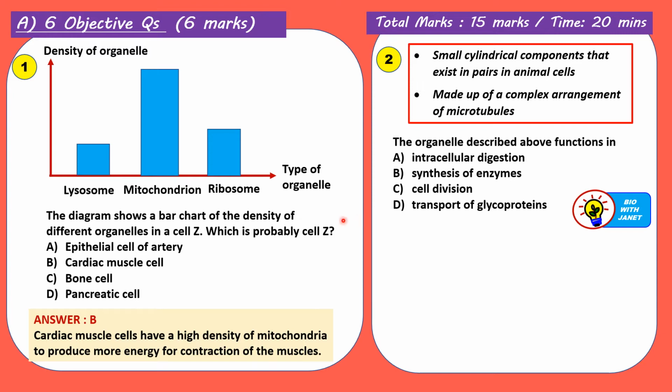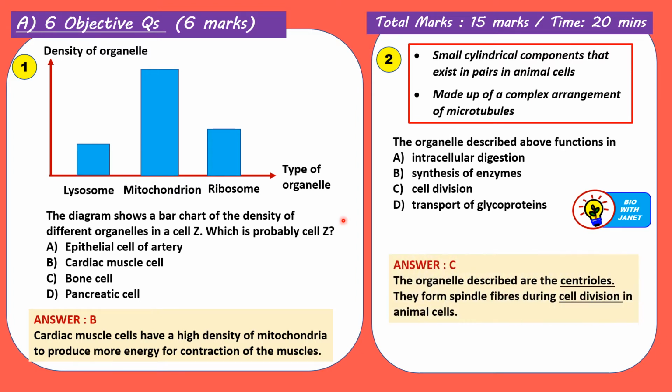If you haven't found the answer, you can pause the video first. Let's look at the answer. C is the answer, cell division. From the description, we know that the organelles mentioned here are the centrioles, because they are small cylindrical components that exist in pairs. Normally there are 2 centrioles, and centrioles are only found in animal cells, not plant cells. They are made up of a complex arrangement of microtubules. This is the description for centrioles, as shown here.